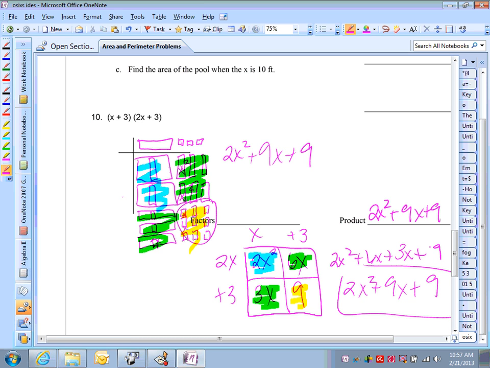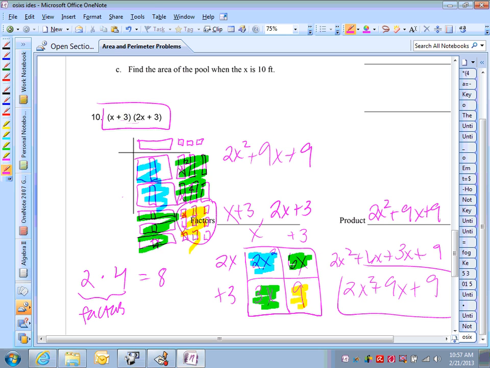Last thing I'm going to say in this video is factors are what you're multiplying together. So here, my factors are x plus 3 and 2x plus 3. Those are my factors. Factors are anything you're multiplying together. So, for example, if I did 2 times 4 equals 8, my factors are 2 and 4, and my product is my answer. My product is 8.